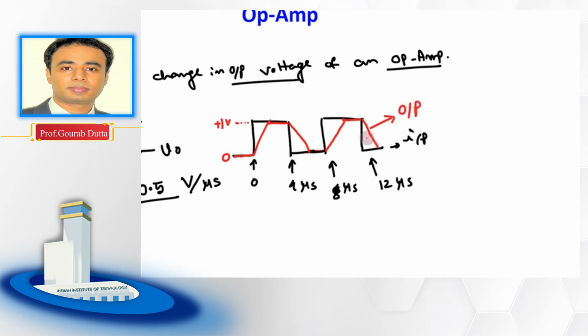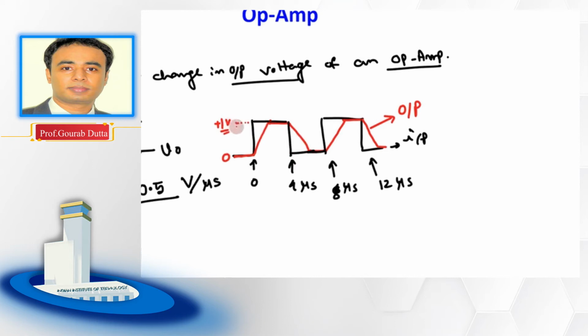So if this is the input signal to this voltage follower or buffer, then at the output what we are getting is this type of trapezoidal output waveform, right? It is no longer a square waveform, but still we are able to reach the plus 1 volt level.